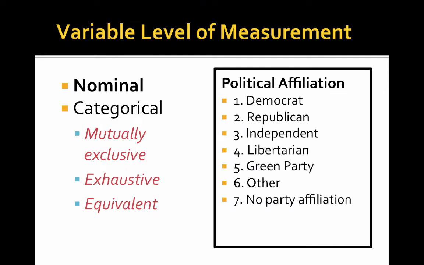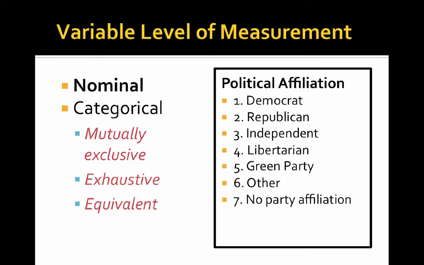This is a good set of response categories. It fulfills all of the requirements that are listed there in red on the left. The categories are mutually exclusive, meaning each person would be able to put themselves into a group and only one group. You can't be in two groups. They are exhaustive because we've included other and no party affiliation, so everybody who participates in your study can put him or herself into a group. And equivalent. Each one of these options is a political party.